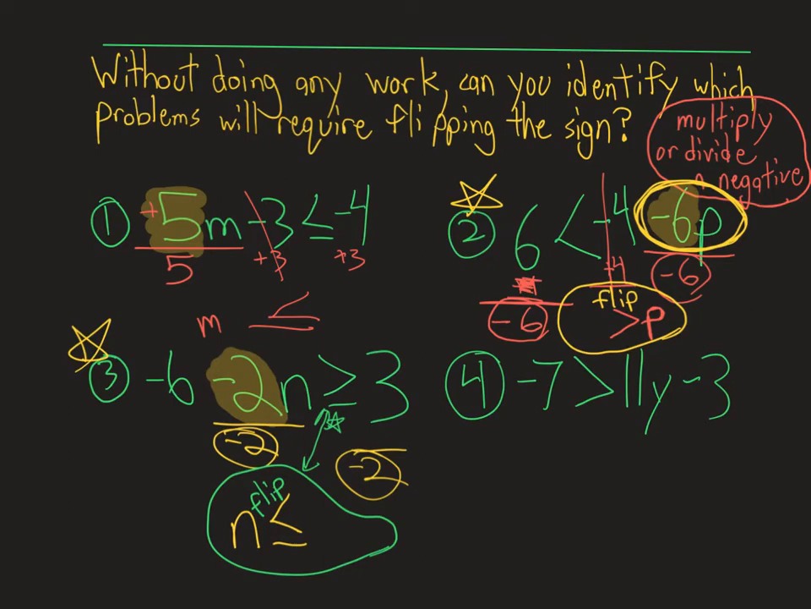All right, number 4, are we going to flip that one? And hopefully you're saying nope, because at this point it's really obvious. The 11 is what I'm going to eventually divide off, and I'm going to divide by a positive 11. Nothing negative there, no flip. So the inequality is facing away from y. It's eating the other side, and we're going to leave it that way, so there's not going to be a flip.